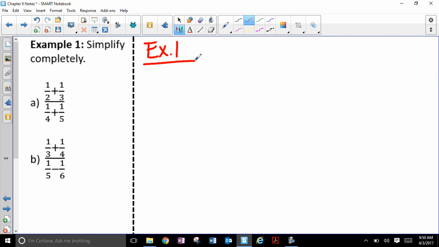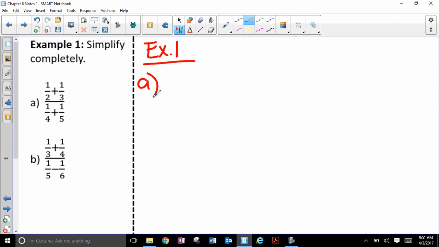Okay. All right, so let's look at example 1. Here, what I call the smaller fractions are 1/2, 1/3, 1/4, 1/5. And then you have the whole big fraction, which is 1/2 plus 1/3 together, over 1/4 plus 1/5 together. So when I talk about the small fractions, I mean the 1/2, 1/3, 1/4, 1/5 in this problem.